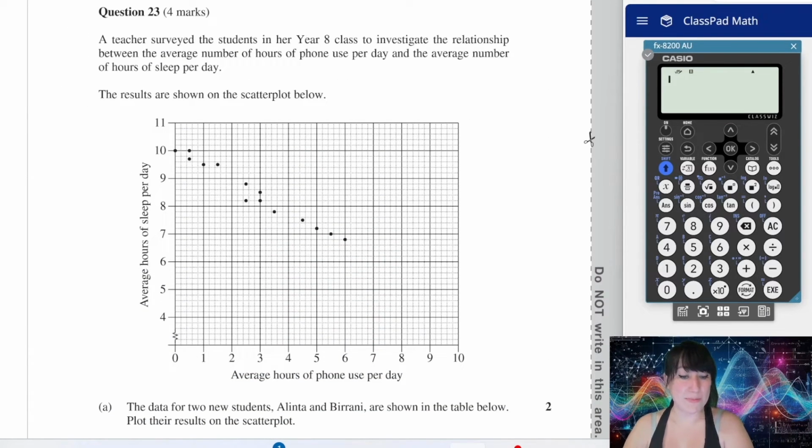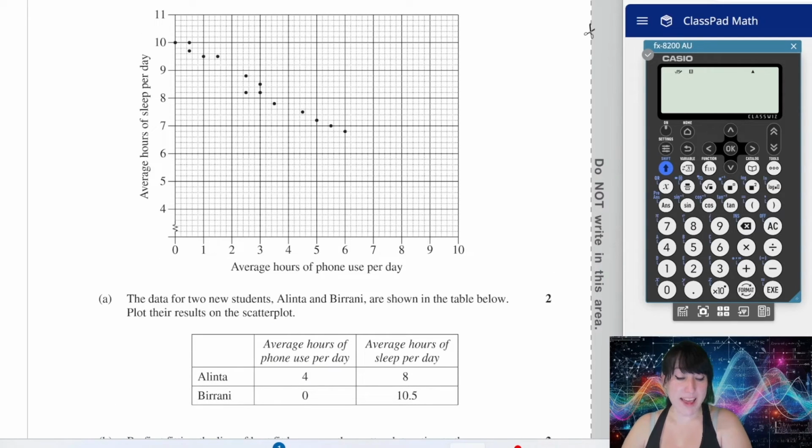Question 23. A teacher surveyed the students in her Year 8 class to investigate the relationship between the average number of hours of phone use per day and the average number of hours of sleep per day. The results are shown in the scatter plot below. Now, part A, the data for two new students, Alenta and Barani, are shown in the table below. Plot their results on the scatter plots.